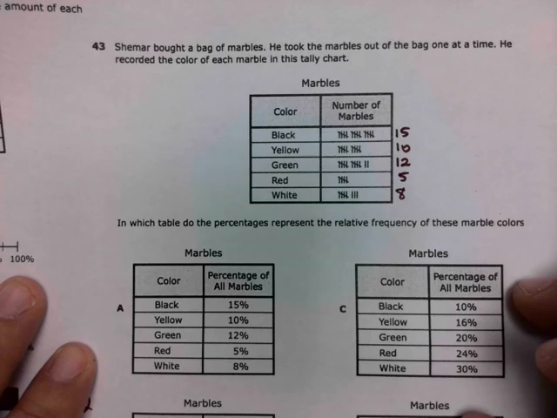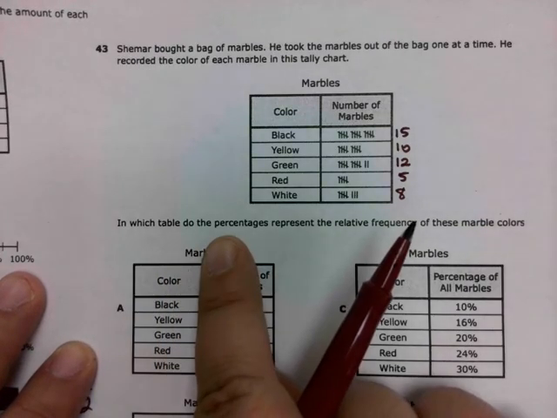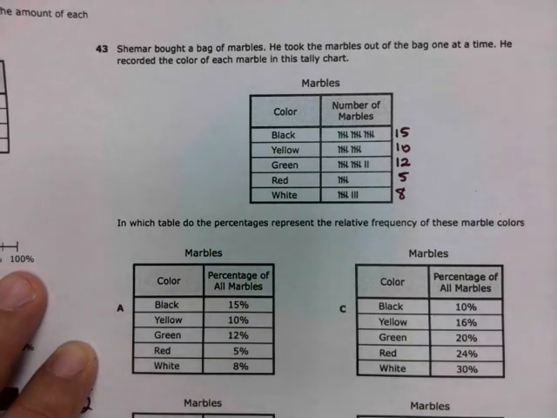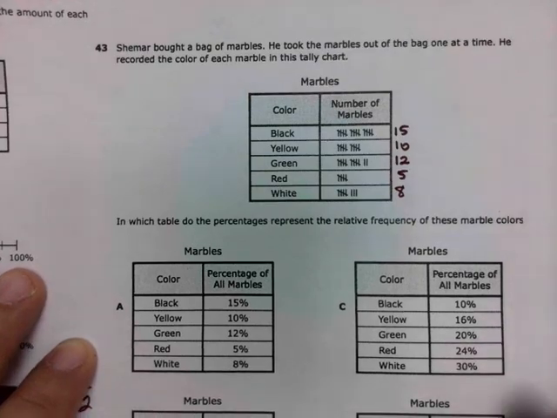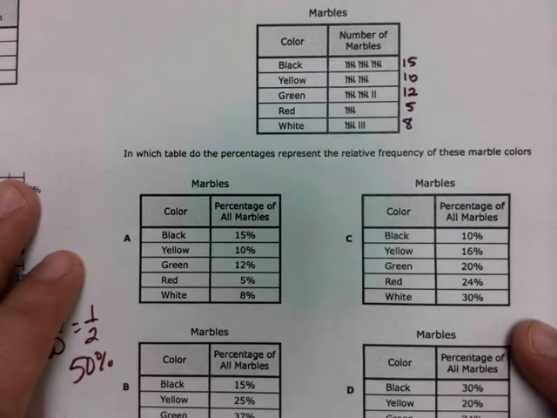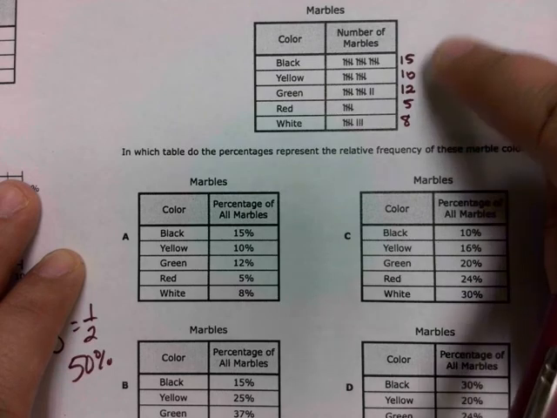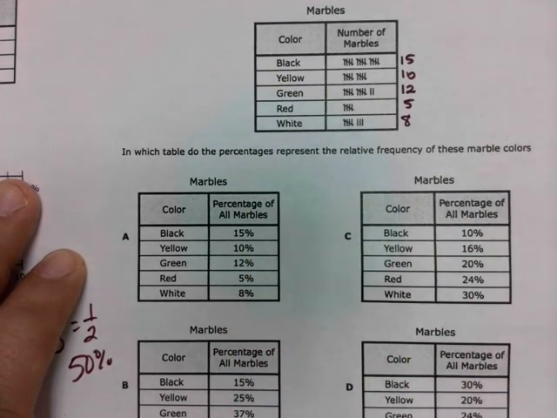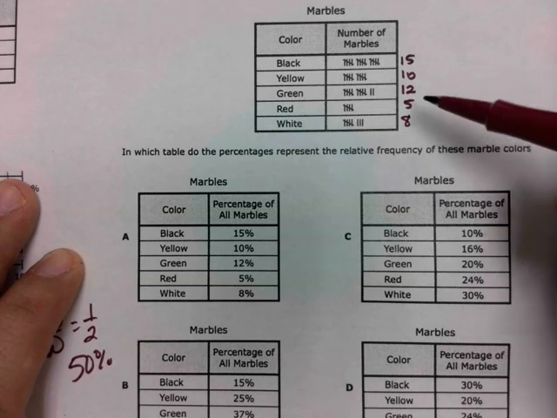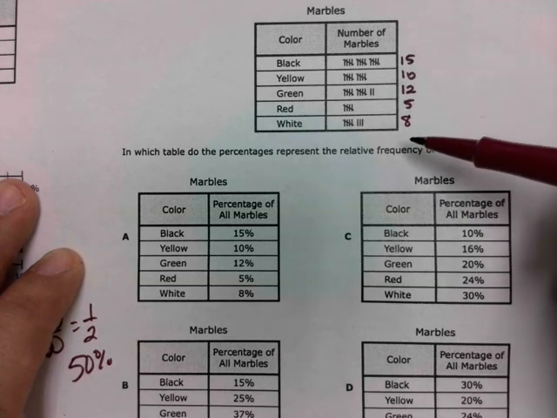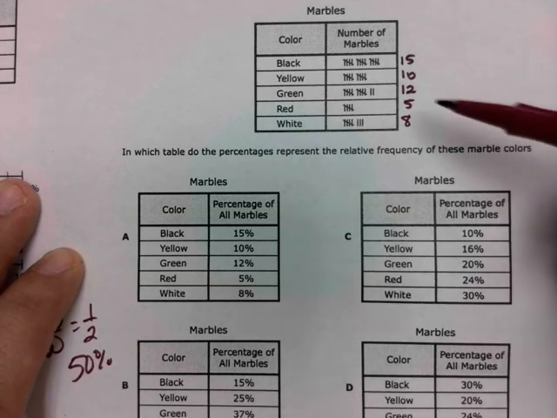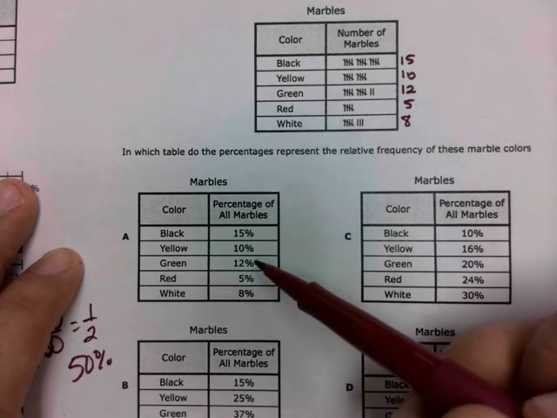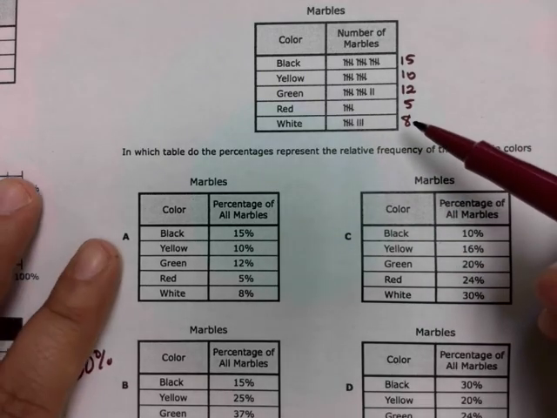All right, so now we want to see, it says in which table do the percentages represent the relative frequency of these marble colors? The first thing I want you to recognize is the fact that these numbers here match these numbers here exactly. I've told y'all before, don't pick the ones that match from the problem. That's not going to be the correct answer. Unless there were 100 marbles in this bag, which I don't believe that adds up to 100. But if there were 100, then we'd be good. That would be 15% and so on. But it's not going to be that percentage because there's not even close to 100 here.